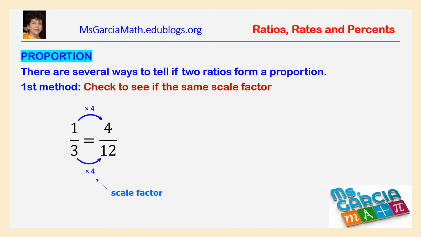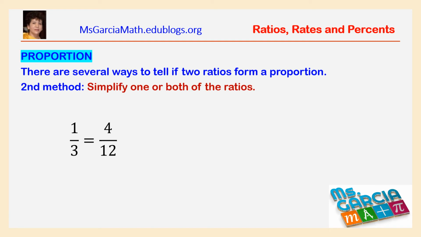To check if the two quantities are proportional or not, we have to find the ratio of the two quantities for all the given values. If their ratios are equal, then they exhibit a proportional relationship. Here we can see that a scale factor of 4 was used to multiply both the numerator and denominator. This is a proportion. Second method: simplify one or both of the ratios.